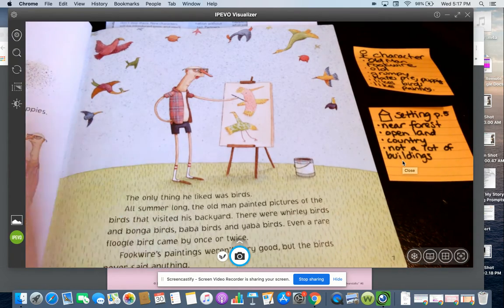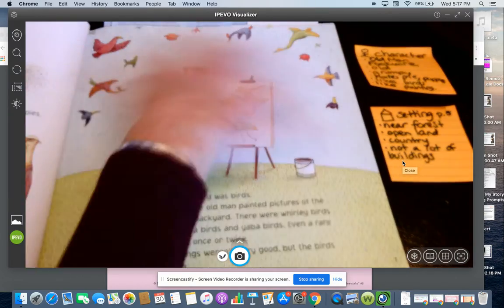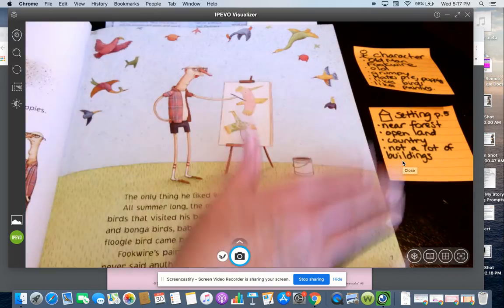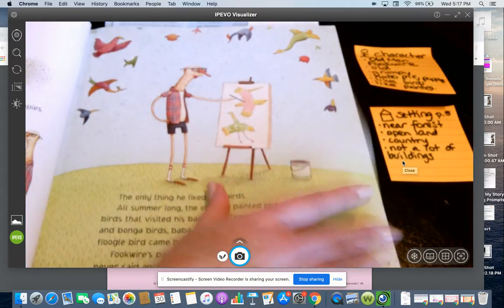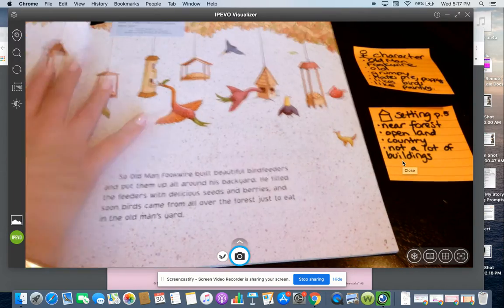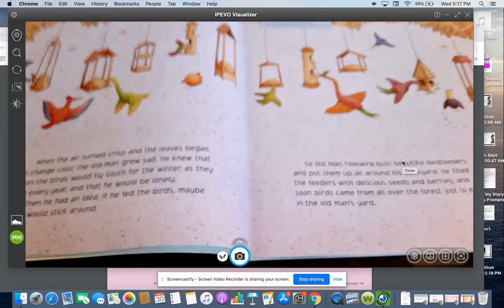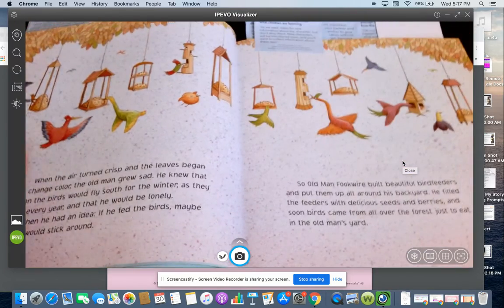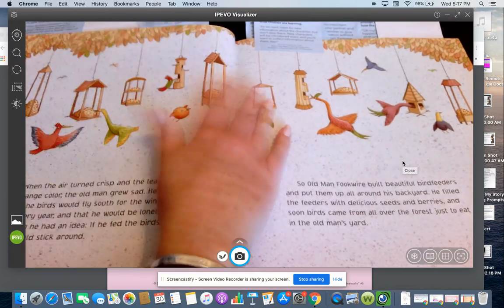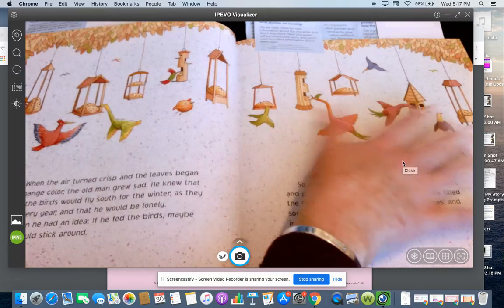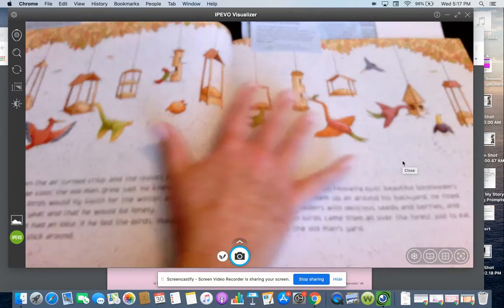So again, I'm taking the information from the illustrations, I'm taking the information from the text, and I'm doing a stop and jot to help me think about what's going on. Okay. So again, if I would continue to read, I'm not going to go through this whole book right now because we've read this already, but I know that in the pictures, he has bird feeders for the birds, and he wants the birds to stay.